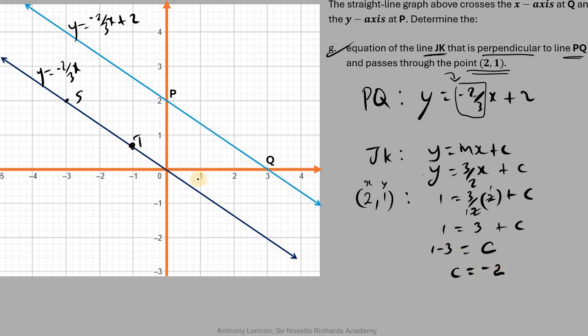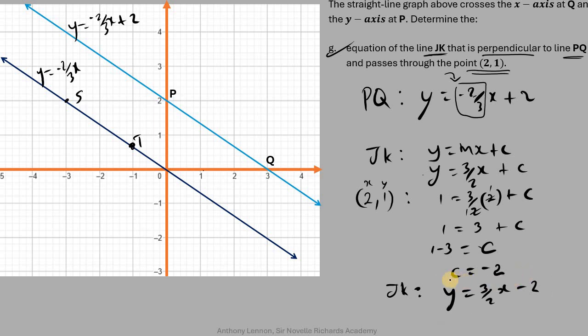Now think about it. Use a number line to help you. If you're at 1 and you subtract 3, you're going to get 1, 2, 3. Subtracting 3, you're going to get negative 2. Okay? So c is equal to negative 2. So now the equation for JK, we can go back to the original form, y equals mx plus c. Replace the m with the gradient of JK. Replace the c with the y-intercept of JK, which is negative 2. And so this is the equation for the perpendicular line JK.